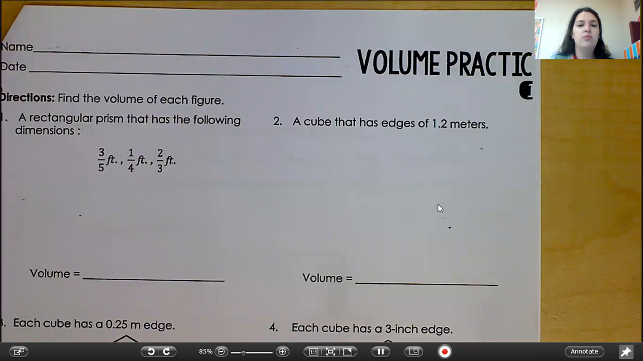If you finish with this, make sure you turn it in. You are more than welcome to work on your quiz review, because remember that your surface area, volume, and nets quiz is tomorrow. Okay, so make sure that you work through that.